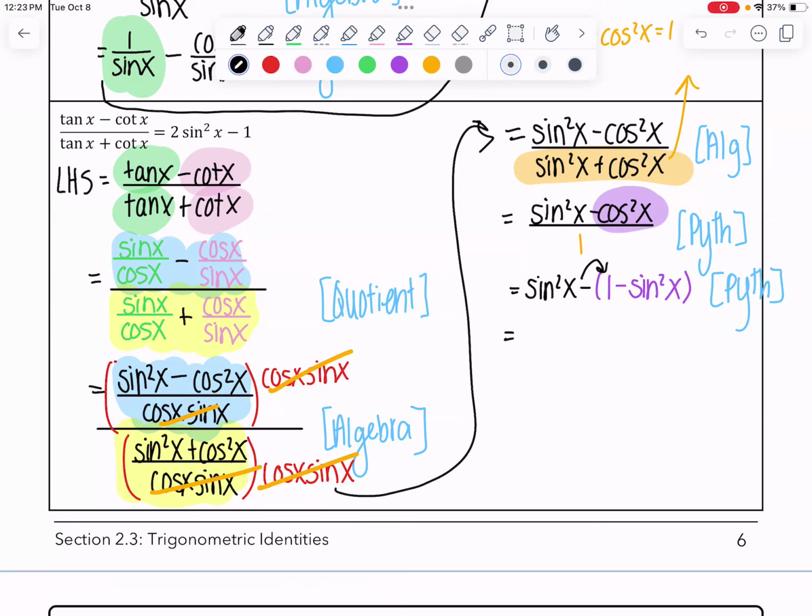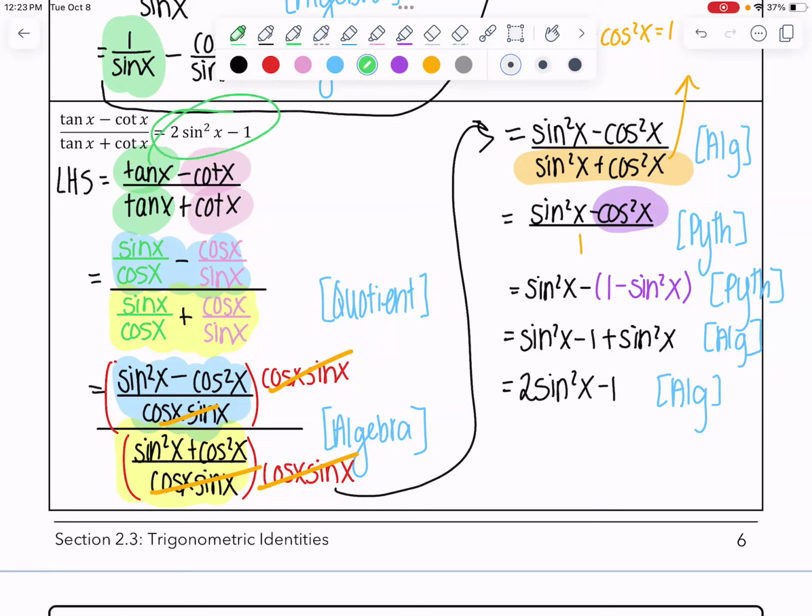I'm going to distribute that negative sign to both of these. So I get sine squared x minus 1, then the negative turns to a positive, negative, negative, plus sine squared x. This was algebra, we just distributed. And so I have sine squared x plus sine squared x, that's 2 sine squared x minus 1, and that was just algebra. And that is our other side. That's what we wanted. That's our right-hand side. Let me do a smiley face. That's it.